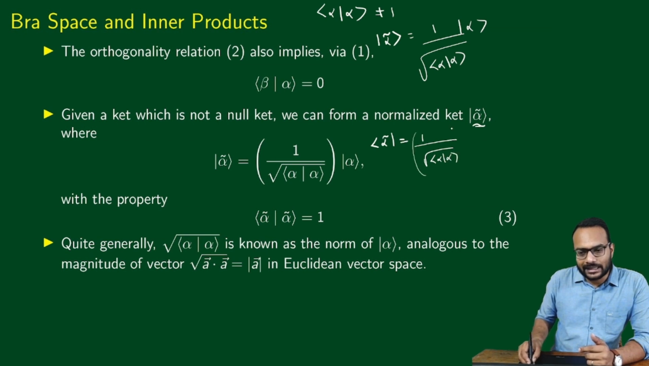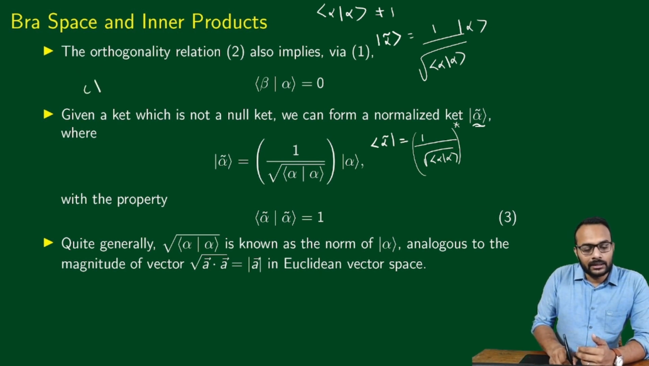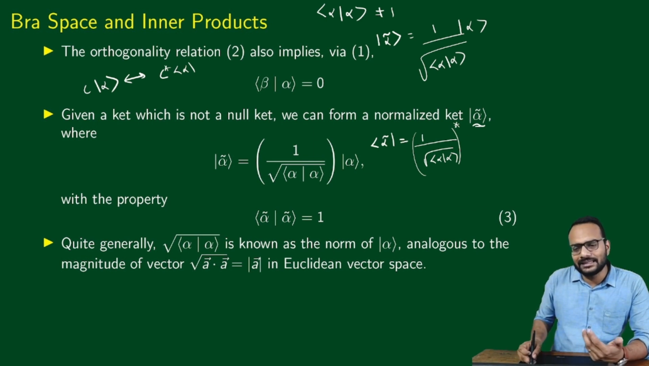Actually, you need a star here, right? We know that when a complex number goes to a dual space, there's a complex conjugation that follows. We already said this: if you have a vector C alpha, the bra corresponding to that is C star bra alpha, not C bra alpha. So you need a star here, but since this is real and positive, we don't worry about that now.